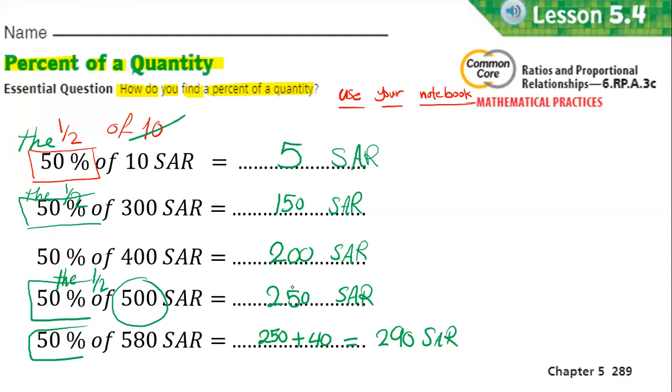Focus with me about the essential question again. How do I find a percent of a quantity? Maybe we will divide the quantity here by 2. When will I divide the amount, the quantity, by 2, like 300, like 400, like 500? When I see 50%. This is the answer.